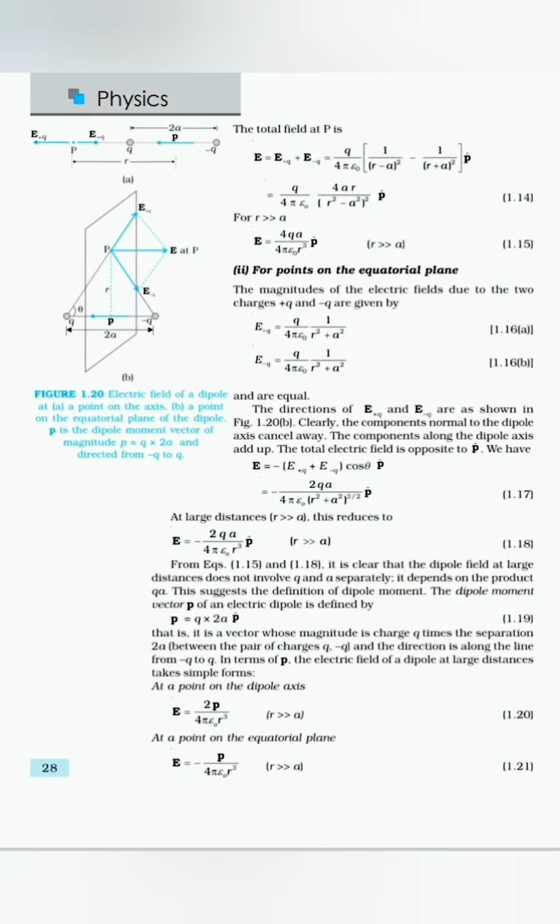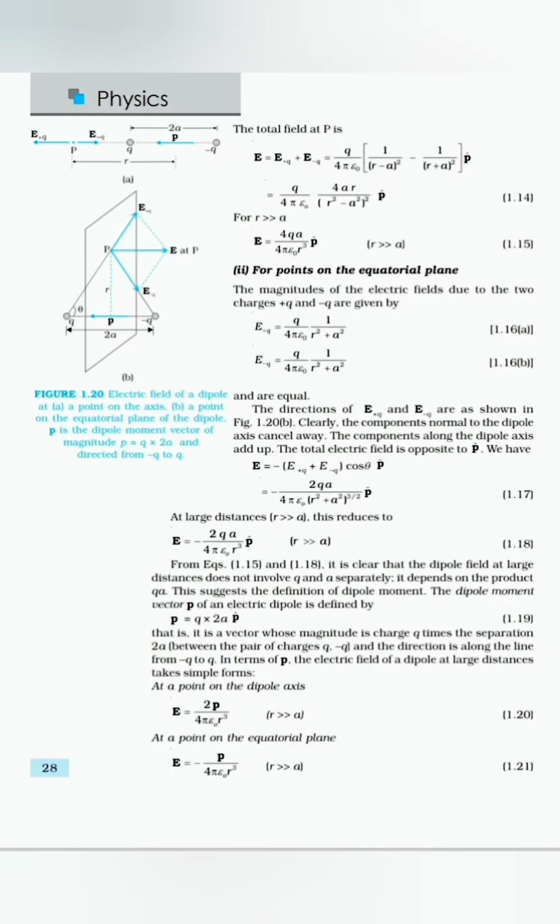Clearly, the components normal to the dipole axis cancel away. The components along the dipole axis add up. The total electric field is opposite to the dipole moment. We have the net electric field equal to k times 2qa divided by (r square plus a square) whole power 3/2 times the unit vector of the dipole moment. And at very large distances, that is at r very much greater than a, this reduces to k times 2qa divided by r cube times the unit vector of the dipole moment.